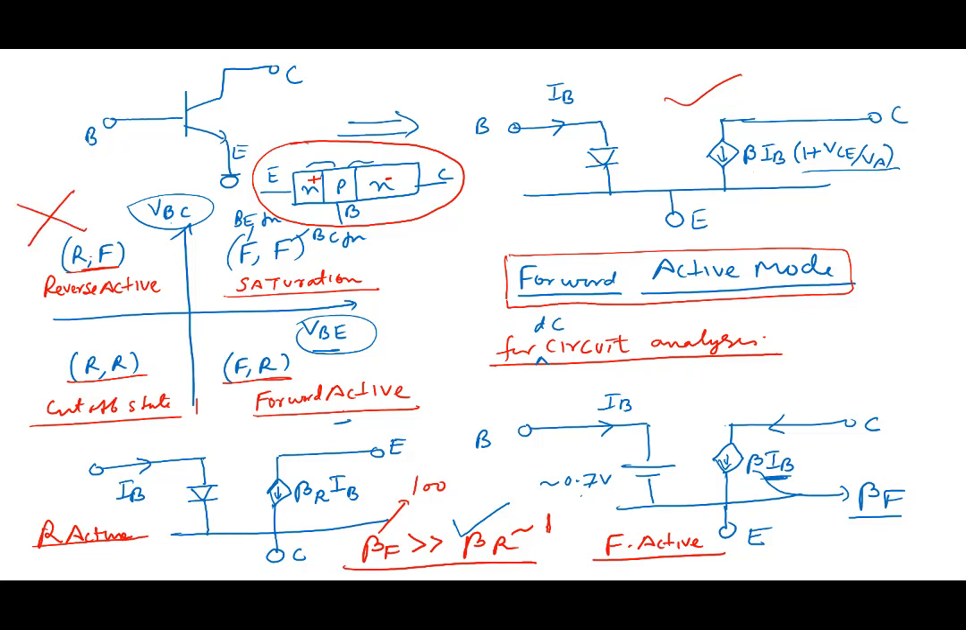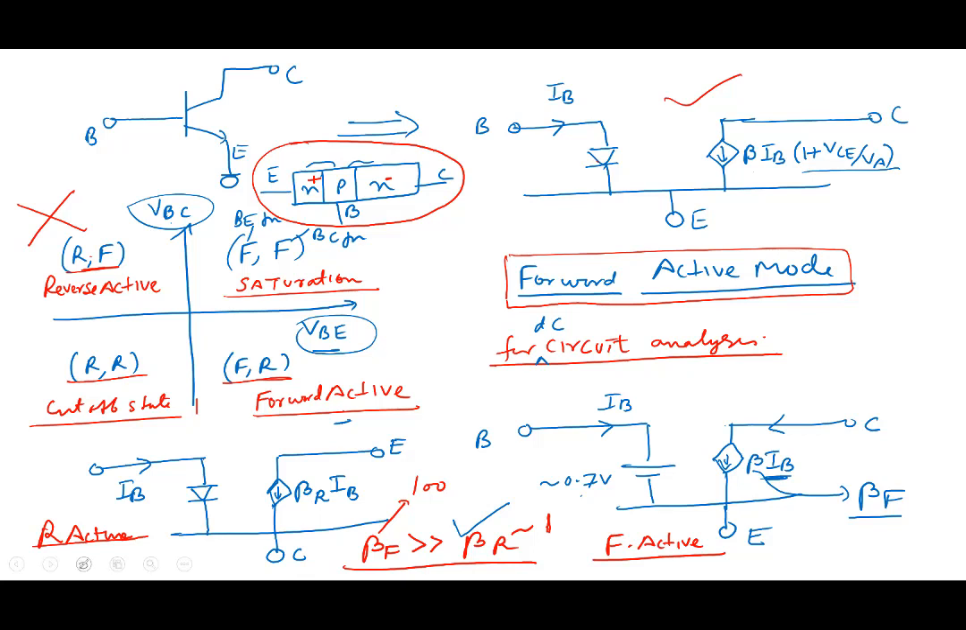There would hardly be any circuit where you would find people using the transistor in reverse active mode. They don't use it. So you end up using the forward active mode. Reverse active is not of interest. Cutoff state is straightforward. Both junctions are reverse bias, so the transistor acts like an open circuit. The saturation is more interesting.